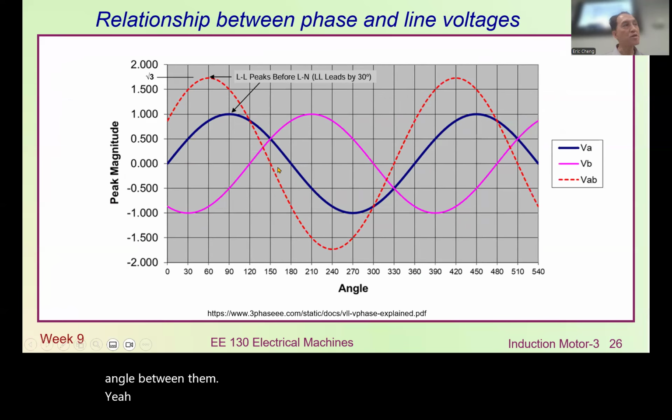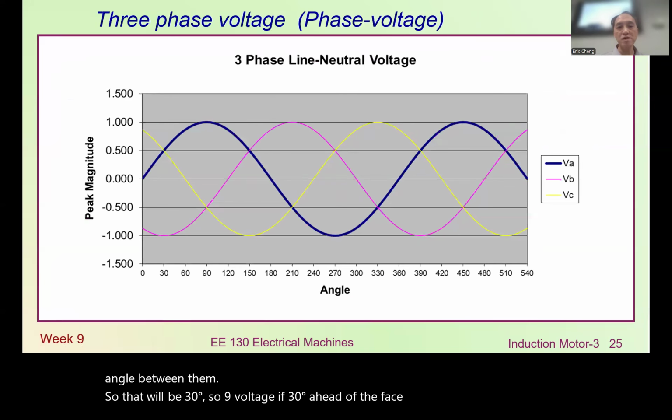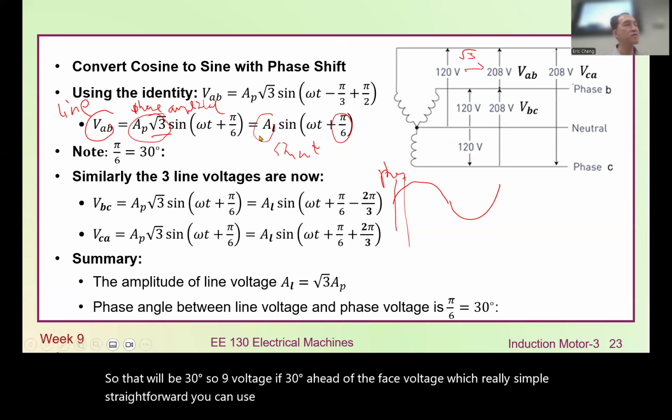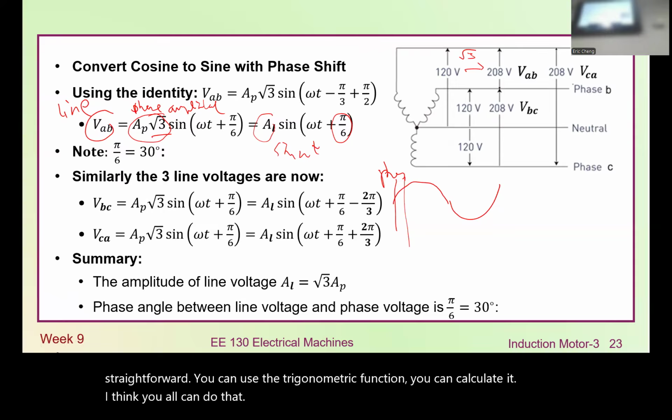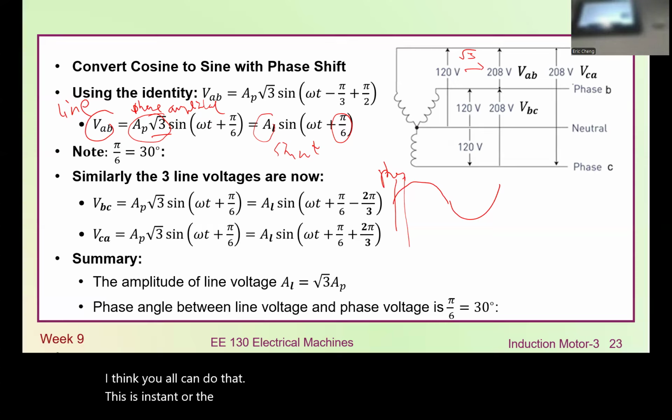So that would be 30 degrees. So line voltage is 30 degrees ahead of the phase voltage, which is really simple and straightforward. You can use the trigonometric function to calculate it. I think you all can do that. That's very standard. All the websites have shown you how to do that.